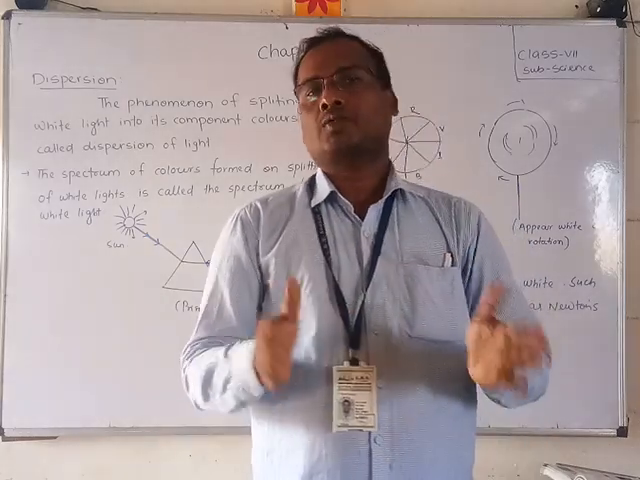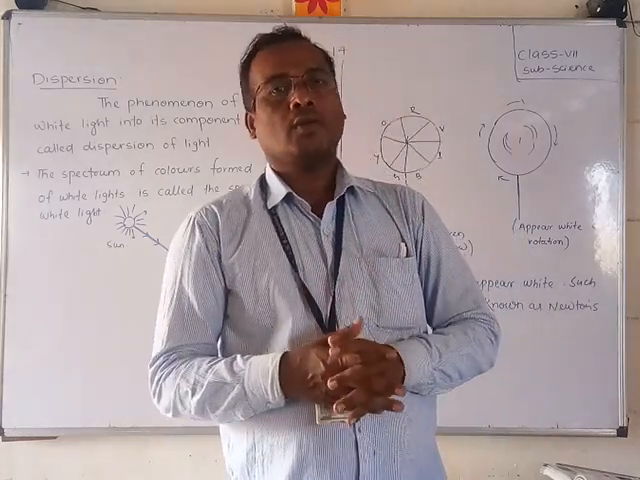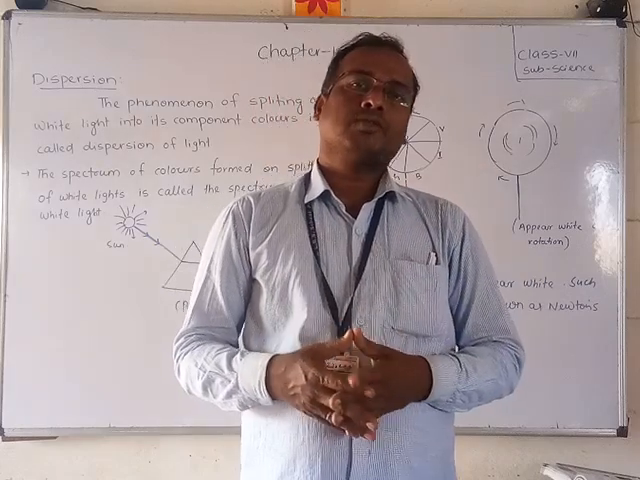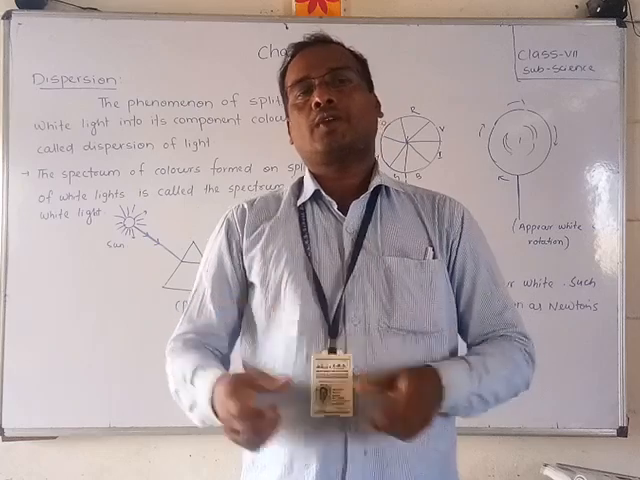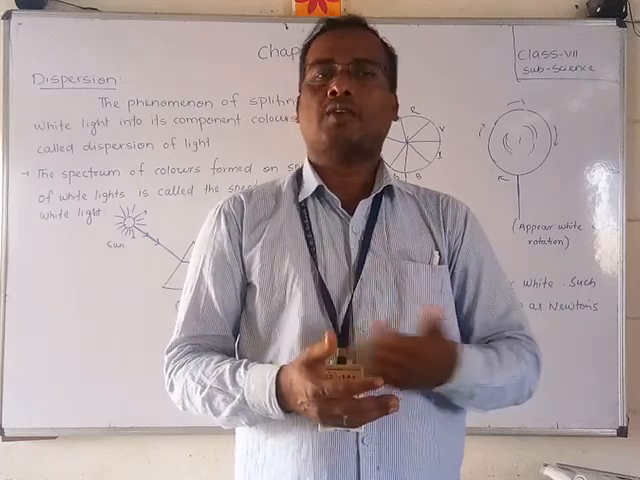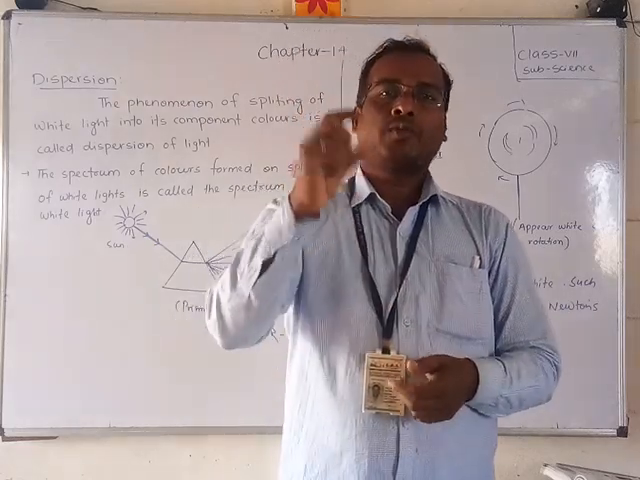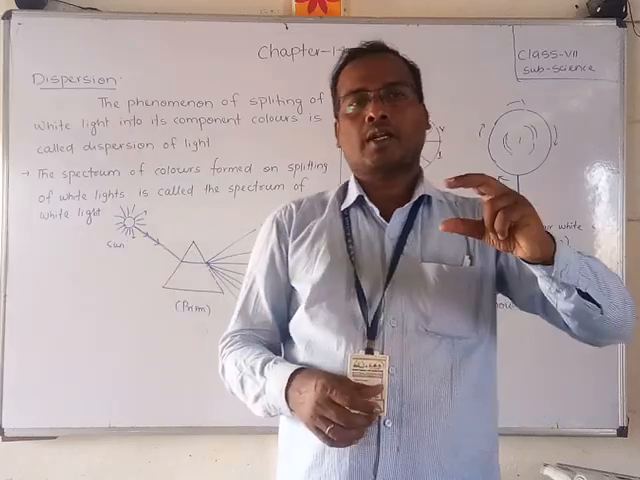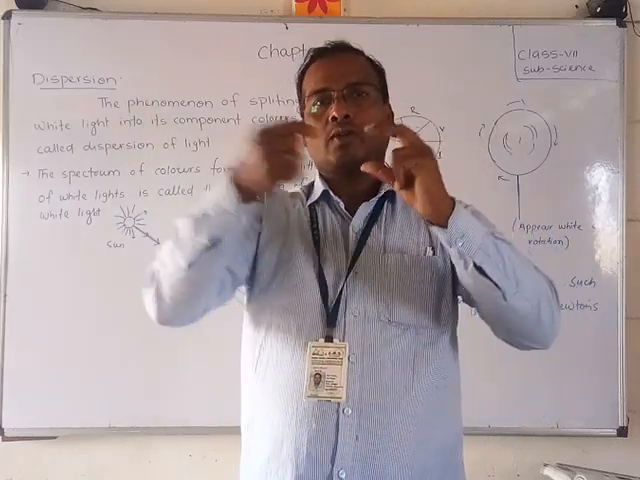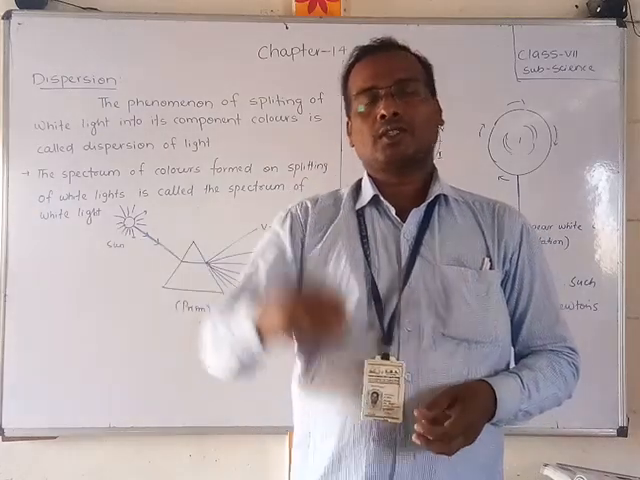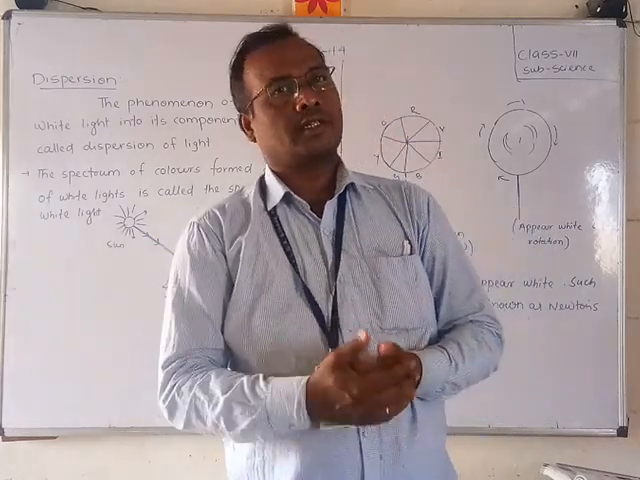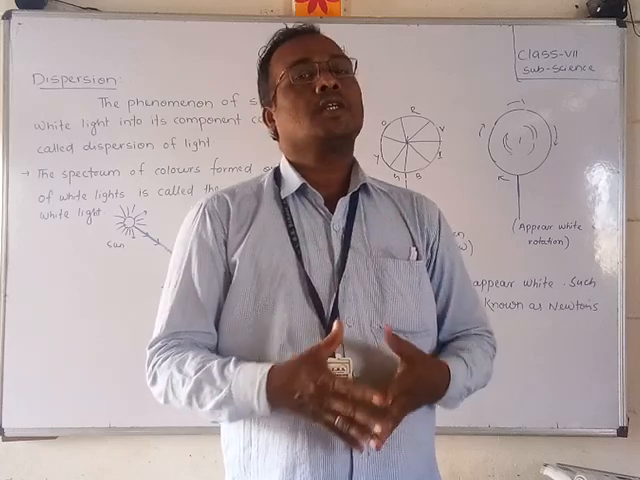Dispersion is one of the phenomena of light, which splits white light into different colors. So how is it possible? You can do a practical science lab activity also, friends. If you take a prism and keep it in the sunlight, the white light will pass through the prism, and the 7 colors will split and you will find them on a screen. So this is called dispersion.